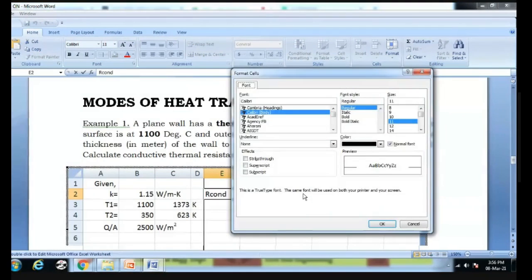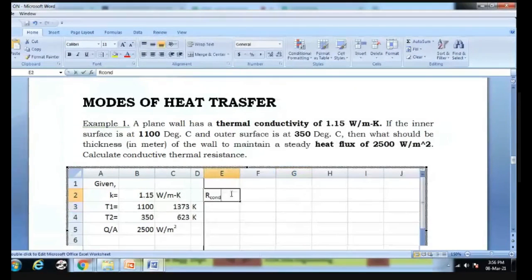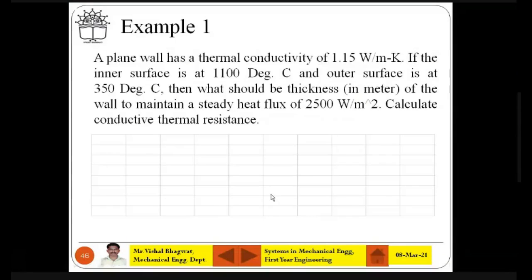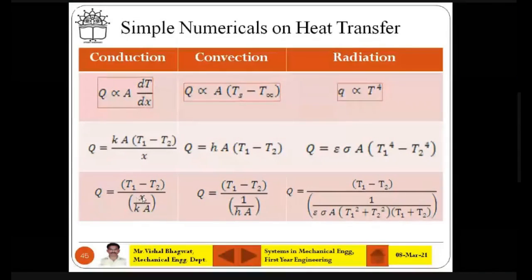Tell me what is the formula of this? R is the thermal conductivity resistance, the thermal resistance. This one, X upon Ka. For conduction, what will it be? Q is equal to T1 minus T2 and X upon Ka is the formula.